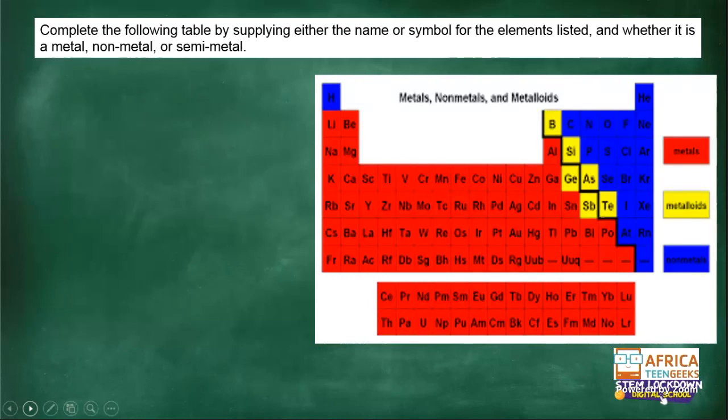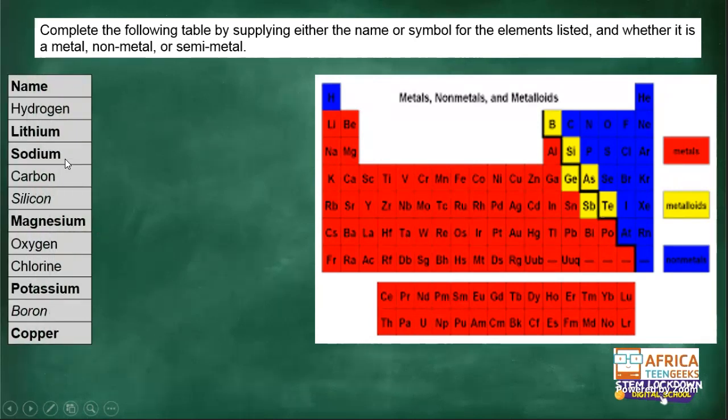Now, what I want you to do is look at the following periodic table, and I'm going to put up some elements here. So we have hydrogen, lithium, sodium, carbon, silicon, magnesium, oxygen, chlorine, potassium, boron, and copper. I want you to tell me what the symbol is for these, and also if they are a metal or a non-metal. You can raise your hand and my host will unmute you, or you can type it in the chat.